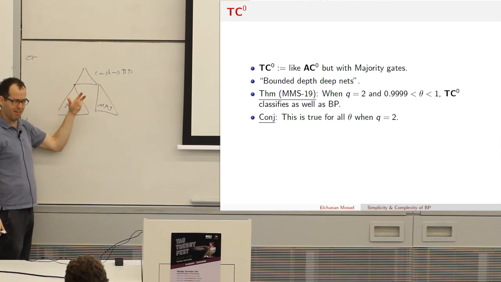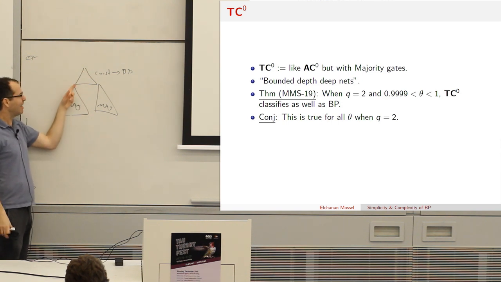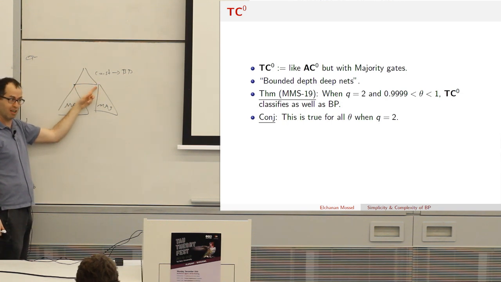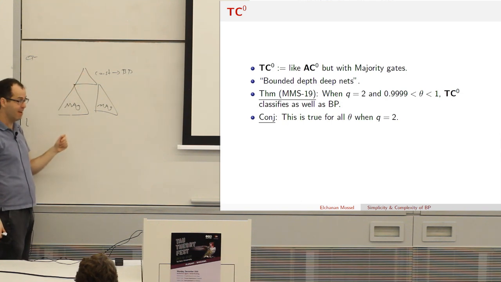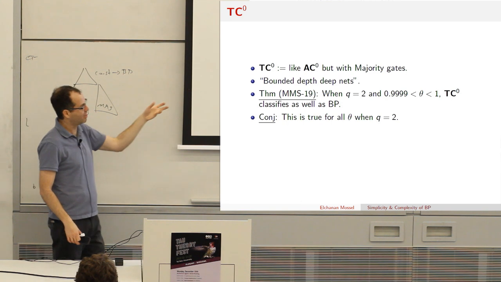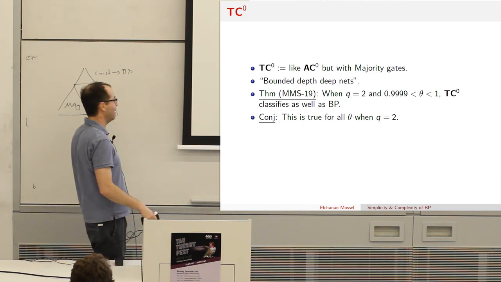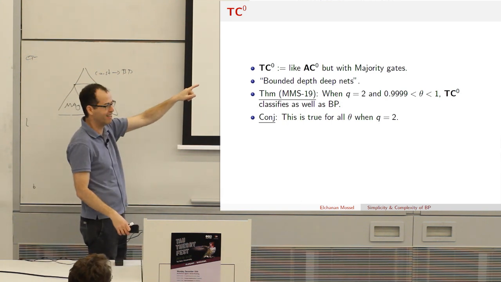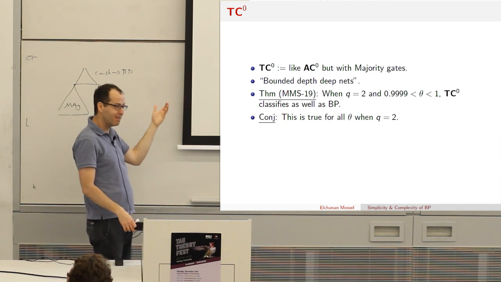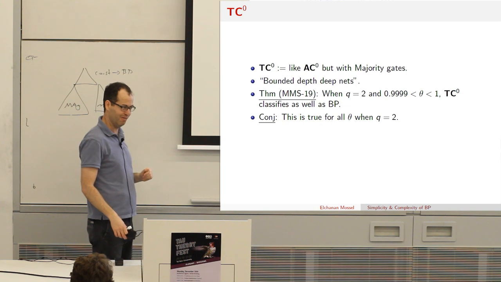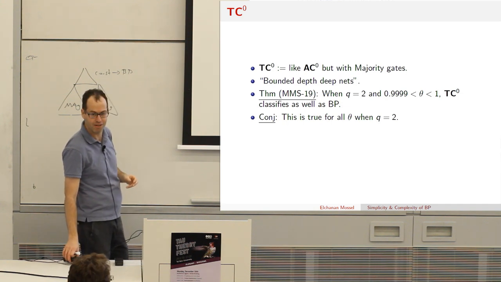What's the technical difficulty in the proof? The technical difficulty is to show that if you apply BP to noisy inputs, which are not the real ones, they're just correlated with them, you get the same accuracy as if you applied it to the real inputs. And this is not an easy proof. It's actually done in another paper. It's a 50-page proof to prove this for theta between 0.9999 and 1. And if you want to prove it for theta all the way to the critical value, we do not know how to do that. Okay, so that's what the proof is.